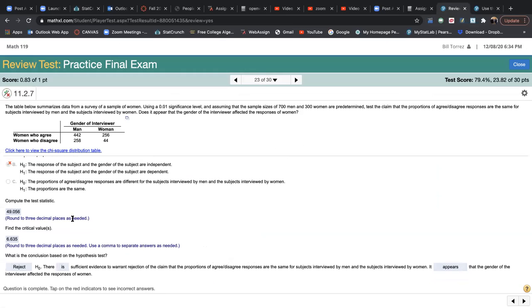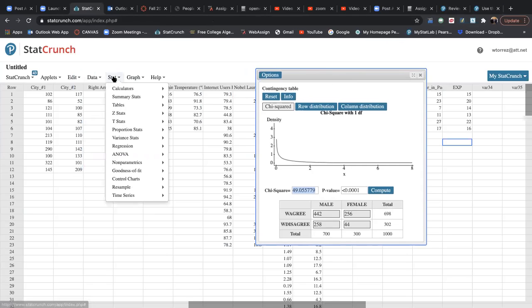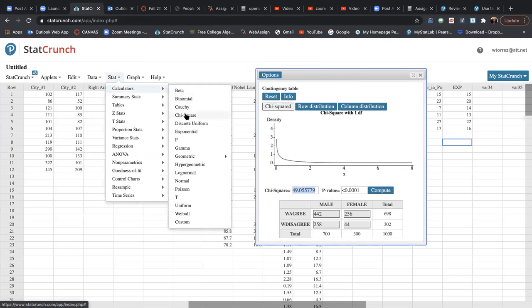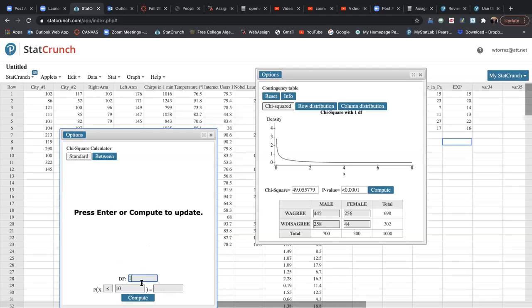Okay, that's the correct answer. And to find the critical value, we'll go to the chi-square calculator again. Here's our chi-square calculator. And to calculate the degrees of freedom, R is 2, C is 2, and R minus 1 times C minus 1 is 1.